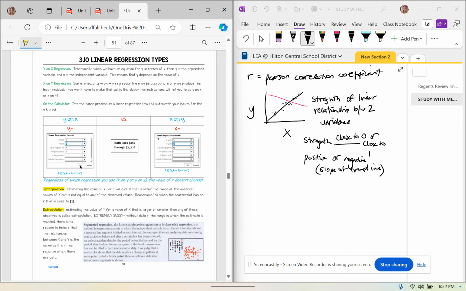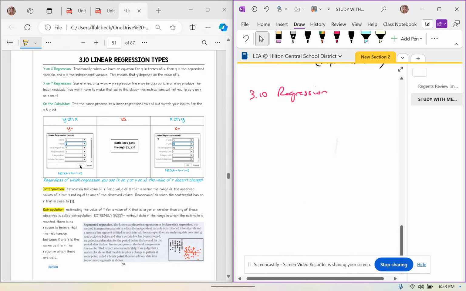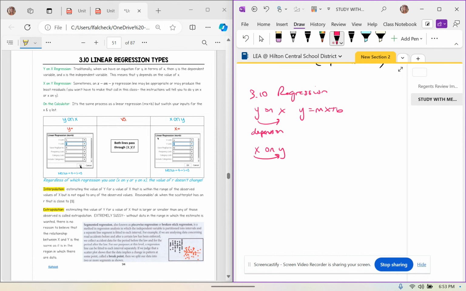If you ever need help remembering which one goes with which, for y on x you can draw your little arrow and write depends on. So y depends on x, so that one's going to look like this. And if you have x on y, x depends on y, you have x equals my plus b. My feels so weird. Just know that these both pass through the mean point.